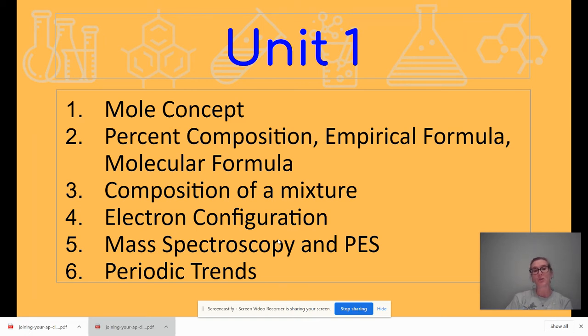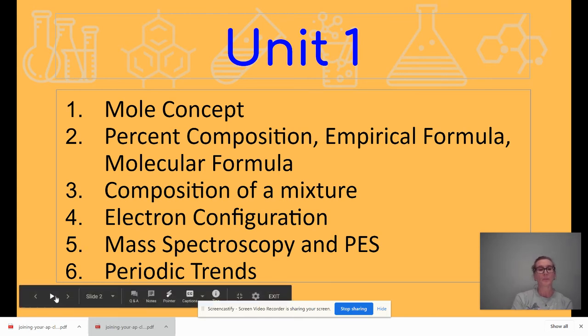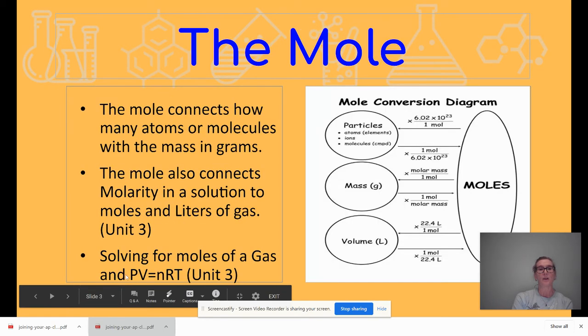Mass spectrometry and PES might be new for you. It's not a real common topic to talk about in most chemistry classes, so that might be new, but we'll go through that. And it's not too difficult. So this first unit should be a lot of review. Okay. All right, moving along.